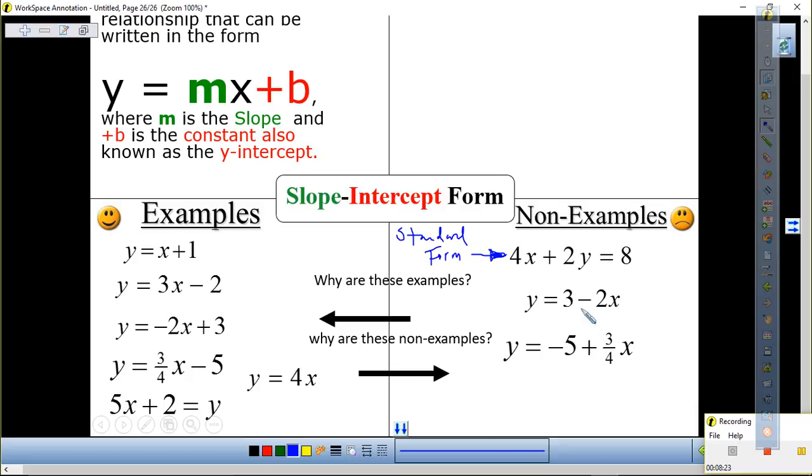Look at these two. Why are these not in slope-intercept form? Because the y-intercept is before the x or the slope. Does everybody see that? These are backwards. So that is correct. If you were the mathematician of the world and you were to give these a name, if these are called slope-intercept form, what would you call these, Wyatt?